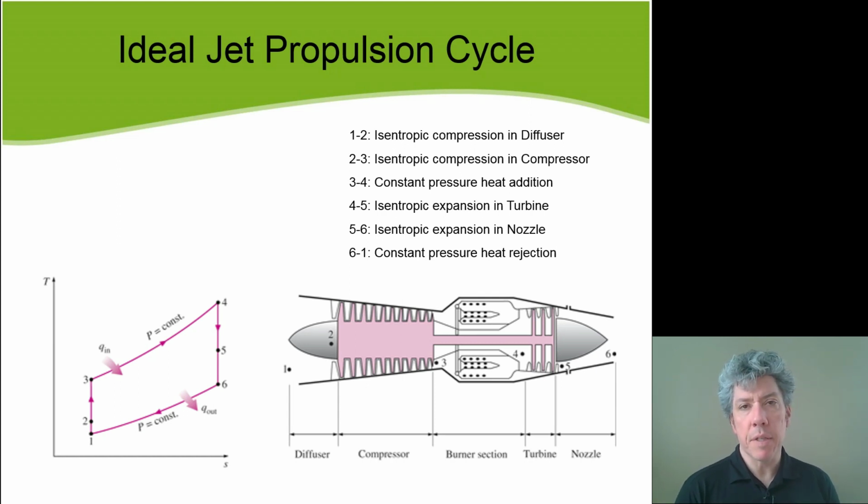So what happens in this engine is very much like what happens in the gas turbine engine, except that there's the diffuser at the beginning. So state 1 to state 2 is an isentropic compression in a diffuser, at least ideally. You understand this is the ideal jet propulsion cycle. No diffuser is going to be isentropic. But again, hopefully we can get close by designing it well. From state 2 to state 3 is compression in a compressor. And so that is, again, ideally isentropic compression.